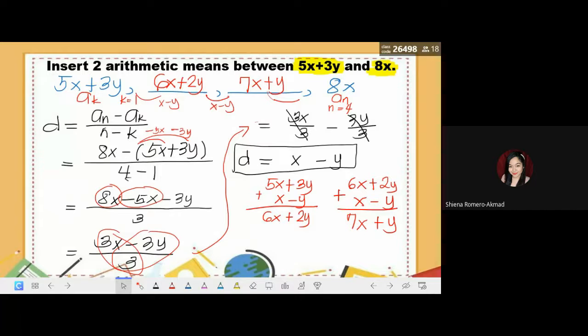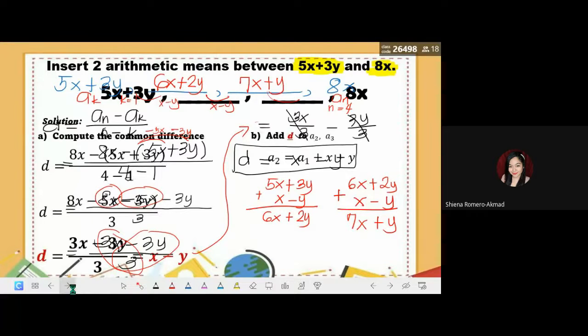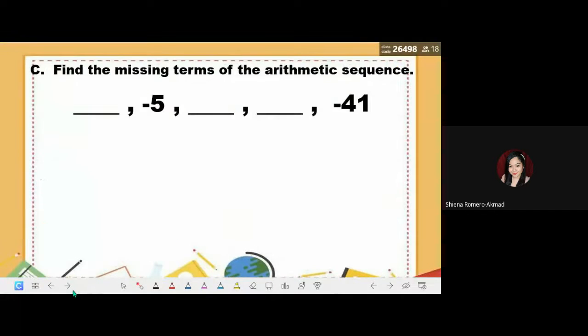Ayan. Let us now proceed to the next example. So, dito naman, makikita nyo, no, mas simple. Makikita nyo, yung first term wala, yung third term wala, and yung fourth term wala. So, mas madaling paraan, ano kaya mas madaling paraan para makuha natin yung mga susunod na terms?